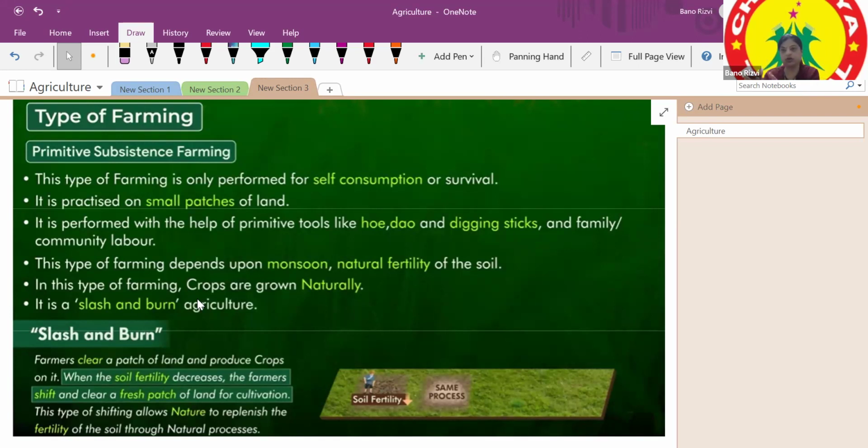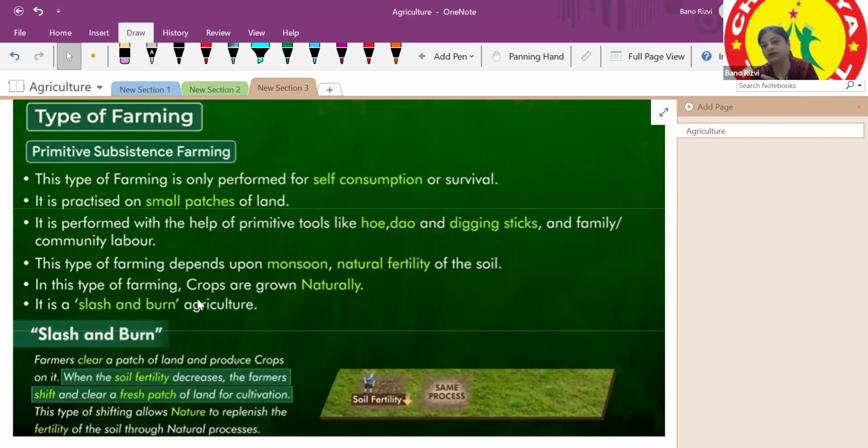He'll grow some brinjals, some chili, some coriander, and he will consume it for making his own food. It is performed with the help of primitive tools like hoe, digging sticks, and family community labor. The people of the family are working in there. They do not hire any labor from outside. This type of farming depends upon monsoon and natural fertility. They do not use any chemicals to fertilize the soil. They do not spray any pesticides or any chemicals.